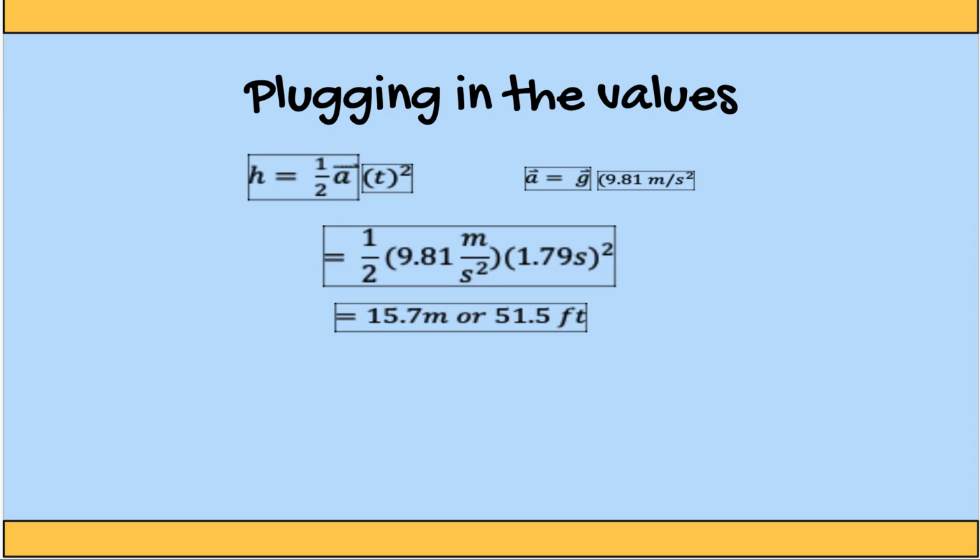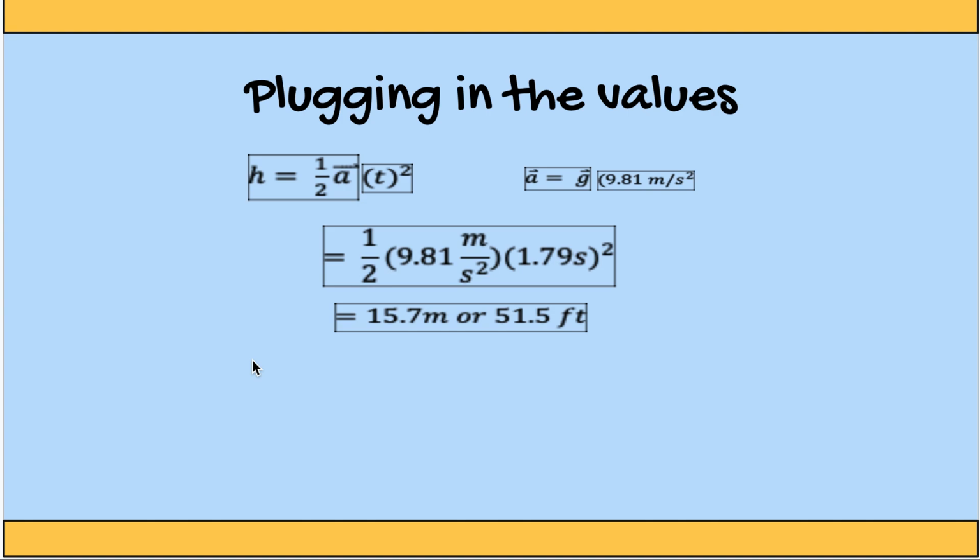So we can start plugging in the values now, where h equals 1/2 times the 9.81 meters per second squared, because we're dealing with gravitational forces on the ball, times 1.79 seconds, which is the average time, squared. And that gave me an answer of 15.7 meters or 51.5 feet.